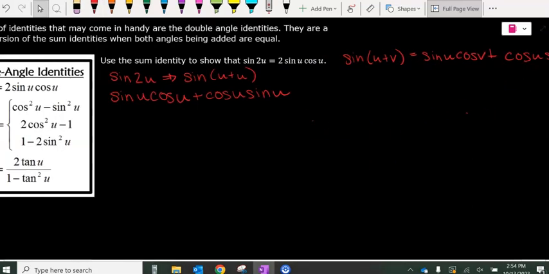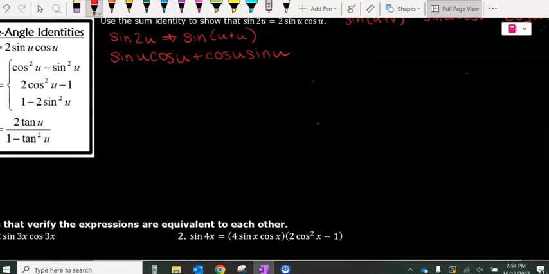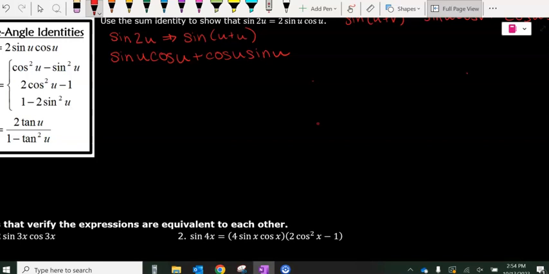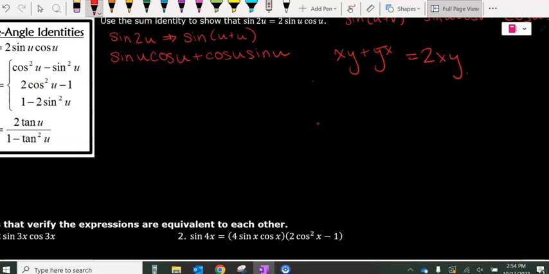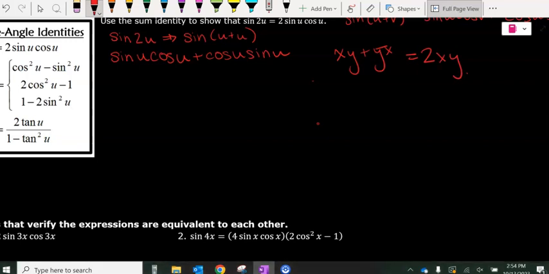So you can see right here, if I have the exact same thing, sine u, cosine u, and then I'm adding cosine u, sine u, that's no different than if I did x times y plus y times x. If I have both of those, you could rewrite that as just that is equal to 2 times xy. Because order doesn't matter when you're multiplying. I just have x times y and y times x. So like I said, it's the same as having like 3 times 4 and 4 times 3.